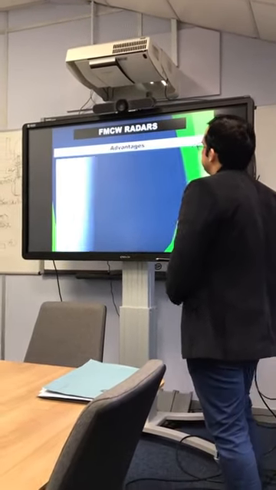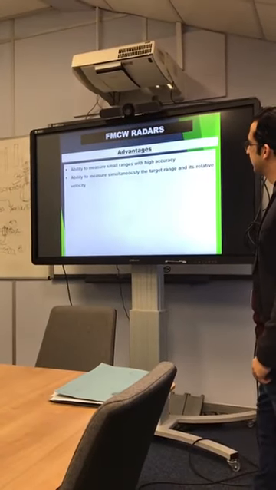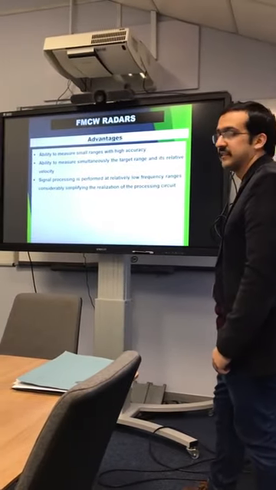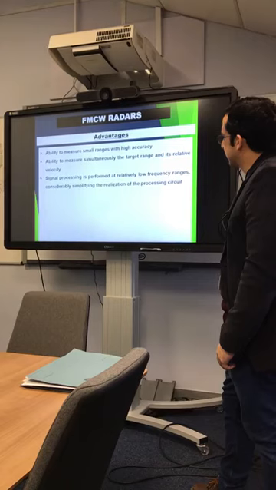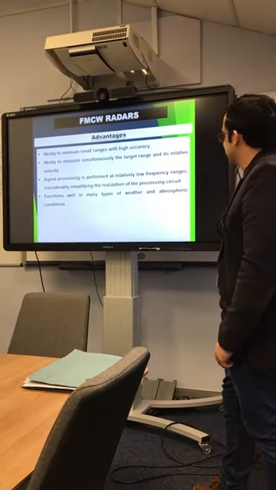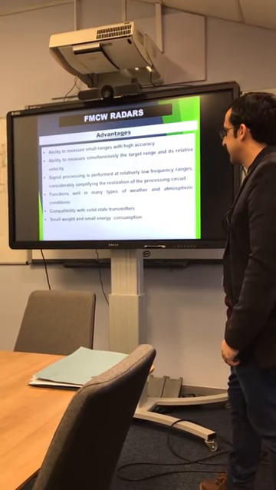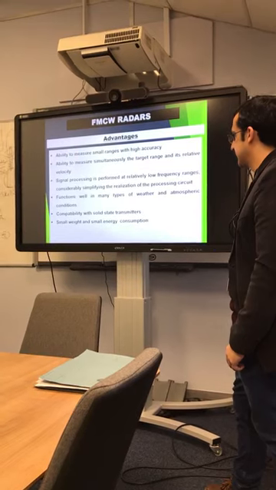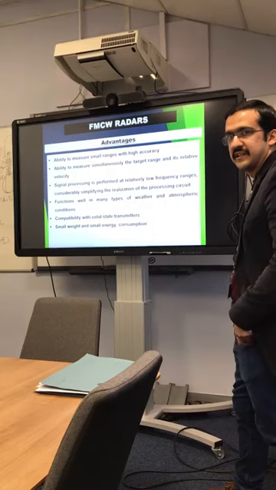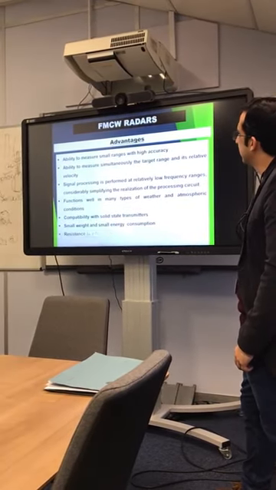So, all of you know there are lots of advantages of FMCW radar, like the ability to measure small ranges with high accuracy, and the ability to measure simultaneously the target range and relative velocity. Signal processing can be performed on the beat frequencies, so relatively at low frequencies. They are good enough in all weather atmospheric conditions. They have good compatibility with solid state transmitters, and they have small weight and energy consumption. So these are a few of the reasons that we eventually chose FMCW radar as our topic of research here.